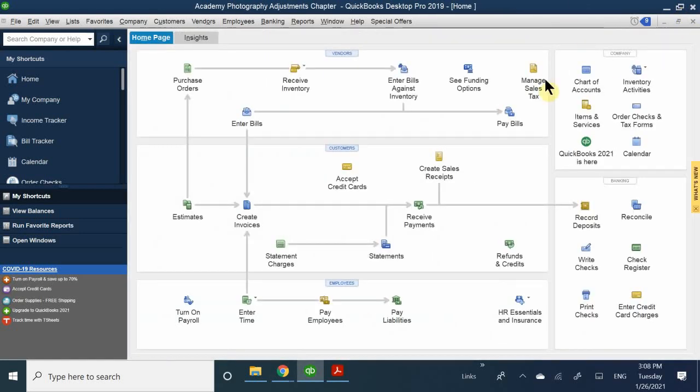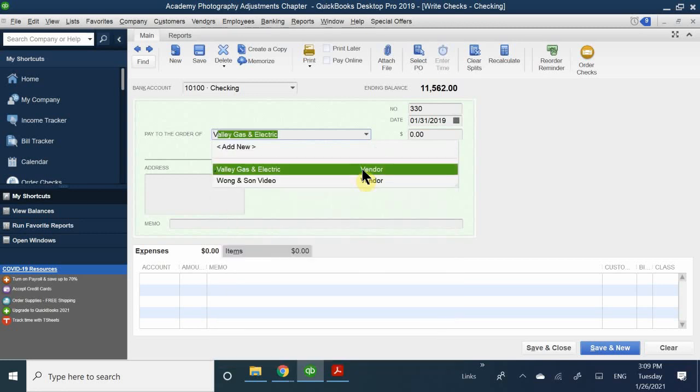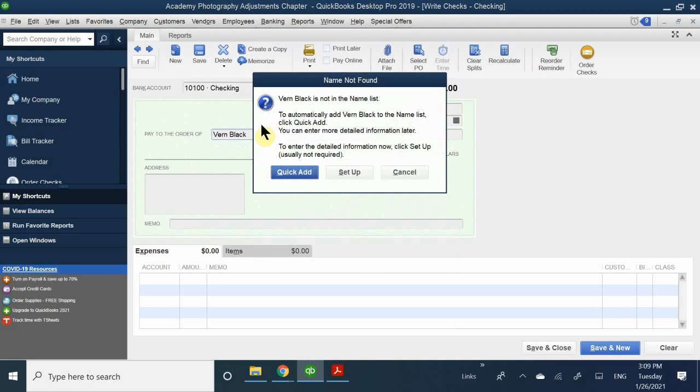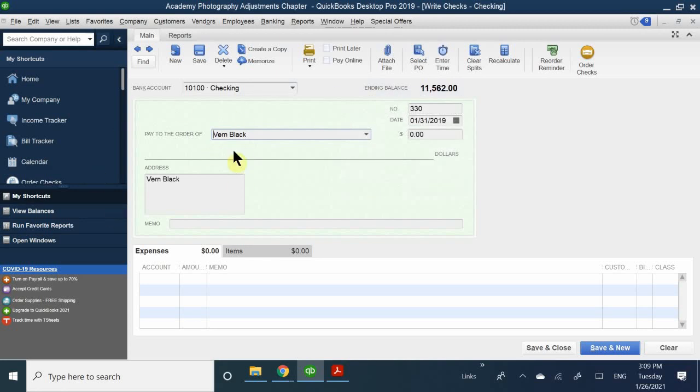So again, we're going to go ahead and write a check to Mr. Vern Black, because Mr. Vern Black is the owner of the company. So here we go. Vern Black doesn't exist. That's okay. We can enter him in, and he's going to be a quick add, and he's going to be an other person. Okay, so he's the owner of the company, and he's going to take owner's draw.